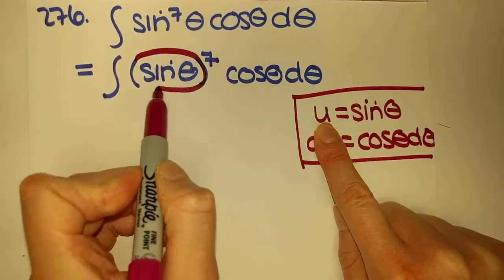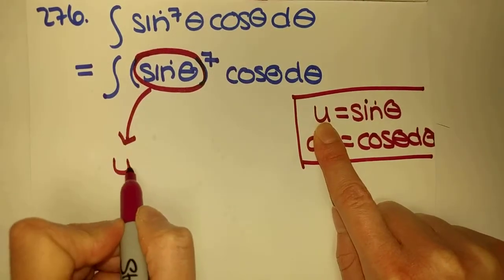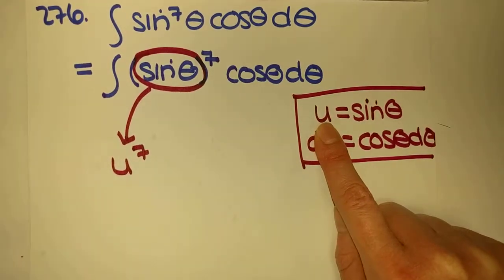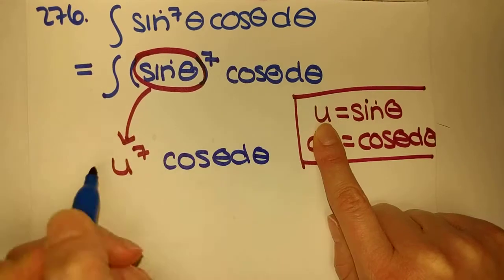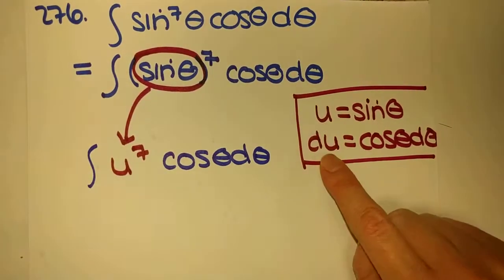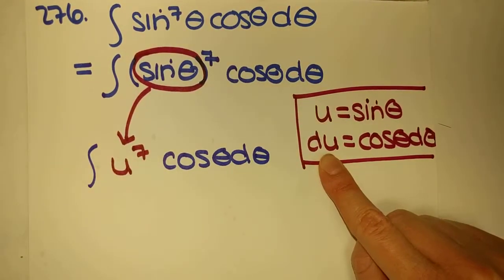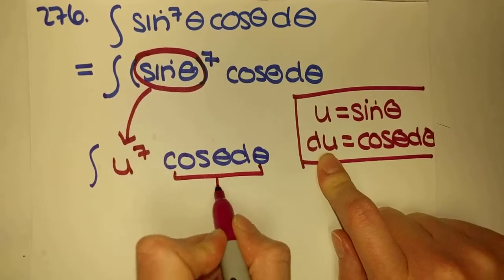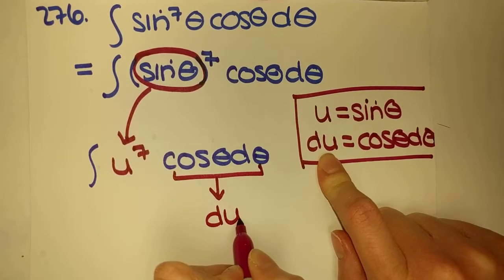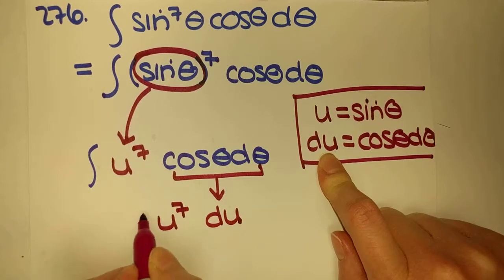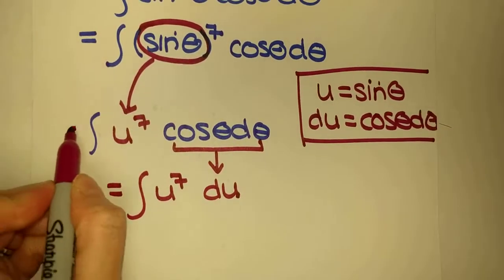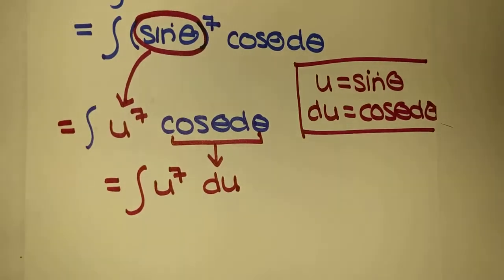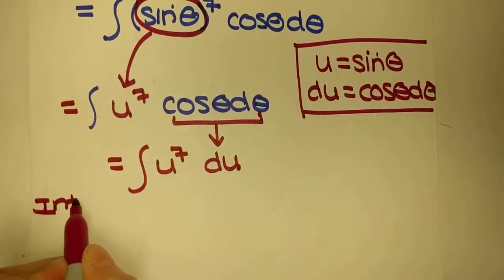I say, okay, all this sine theta business becomes u to the 7th. And you can do this as 2 separate steps. So figure out what happens with your u, and then figure out what happens with your du. So the cosine theta d theta, that is going to become your du. So you have u to the 7th, du is what you are integrating. So at this point, the integral is completely in terms of u. So now we are ready to integrate.